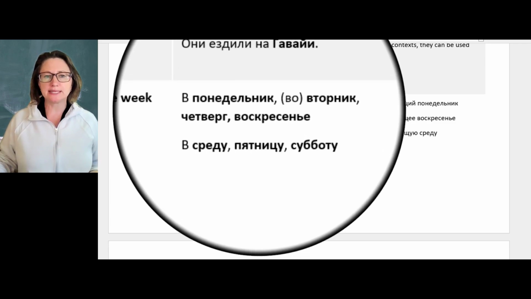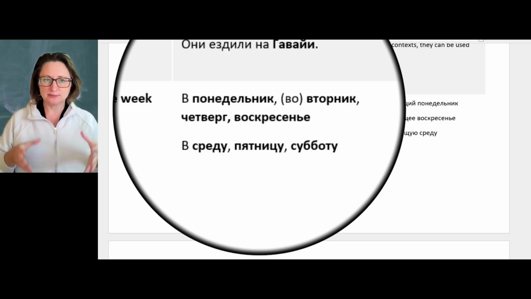And you can see that with the nouns, days of the week that are masculine or neuter, there are no changes from the default nominative forms. В понедельник, во вторник, в четверг, в воскресенье. But with the days of the week that end in A, feminine nouns in the default nominative case, in accusative we get the U.